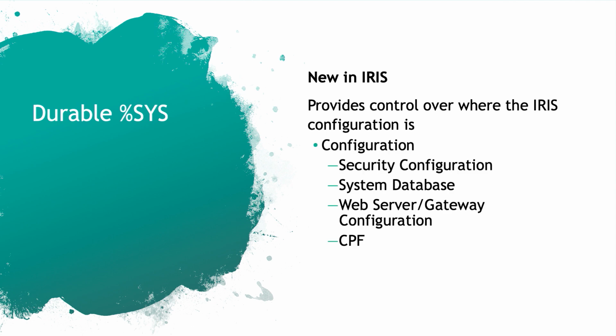So when I say configuration here, I mean the security configuration, system databases, the web server, web gateway configuration, the CPF file. If you're familiar with our technology, that's sort of how you configure the IRIS system. And what durable sys will do, again, is allow you to move it to a different location. This exists in IRIS in general, not just in the containerized version. So if you start IRIS with the durable sys environment variable set up, it will move the IRIS config from the install directory to wherever you specified. And we'll talk about that in a second.